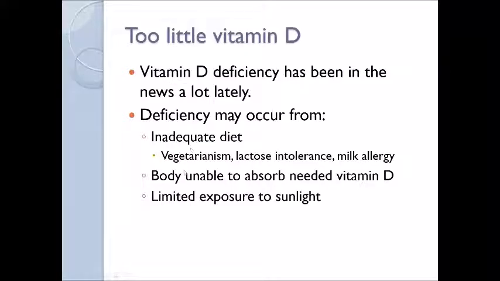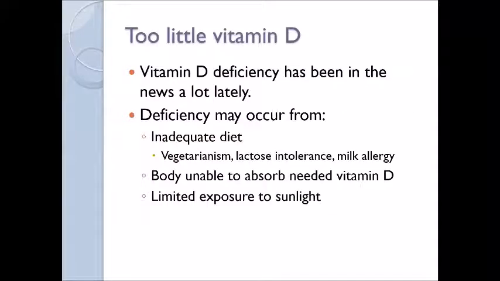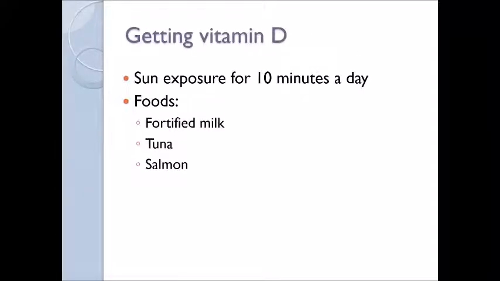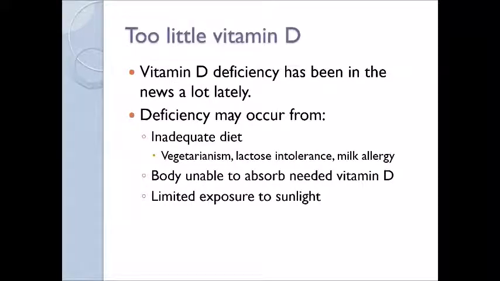All right, so some of the things that can cause a vitamin D deficiency. You find vitamin D in some meat products. For example, you could get vitamin D from fish such as tuna, salmon, and fortified milk. So for people who have a special type of diet, such as vegans, or if they're lactose intolerant and can't drink any milk, they might suffer from a vitamin D deficiency. So that's one thing that can cause a vitamin D deficiency.